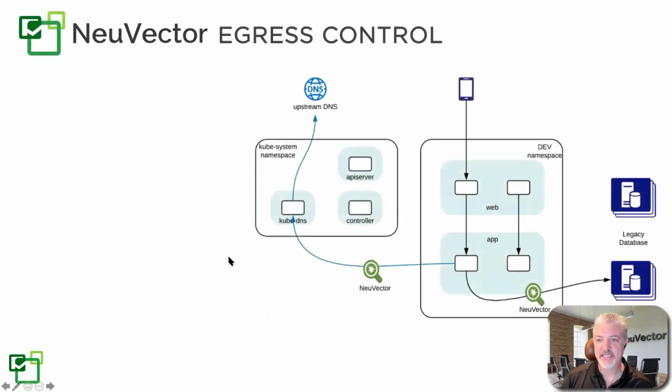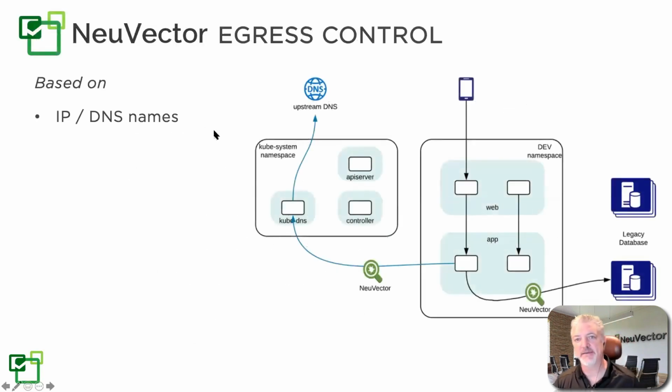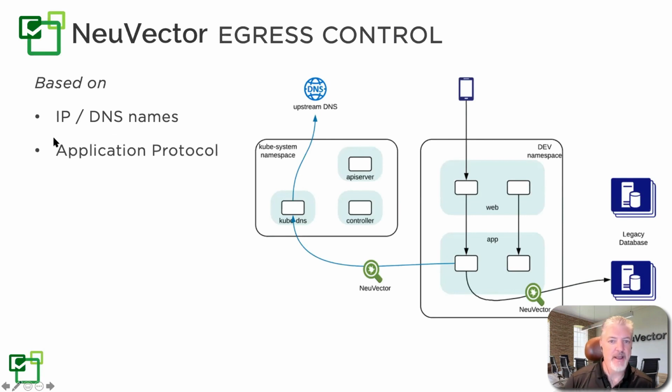So let's talk a little bit about the NeuVector commercial approach to egress control. You can do this based on IP or DNS name. So that's a huge win right there. I'll demonstrate this a little bit in NeuVector. Application protocol identification and verification of that protocol. That's a big deal in NeuVector, that we can both identify layer 7 as well as verify that, looking for tunneling attacks.